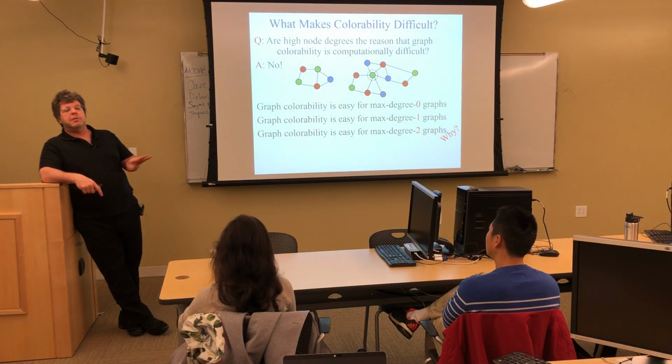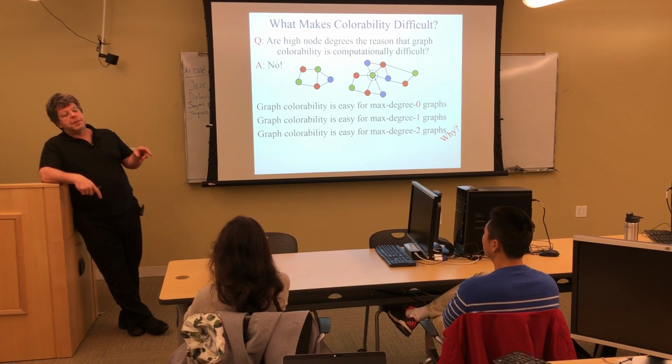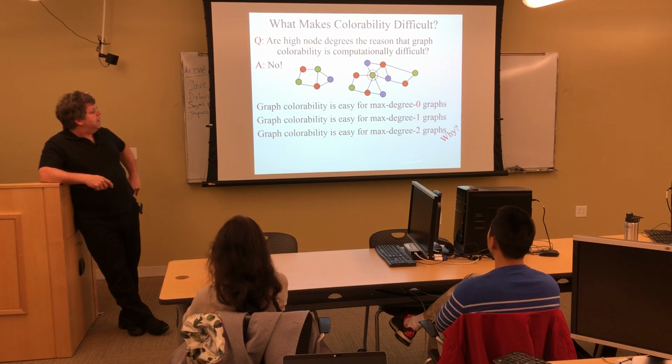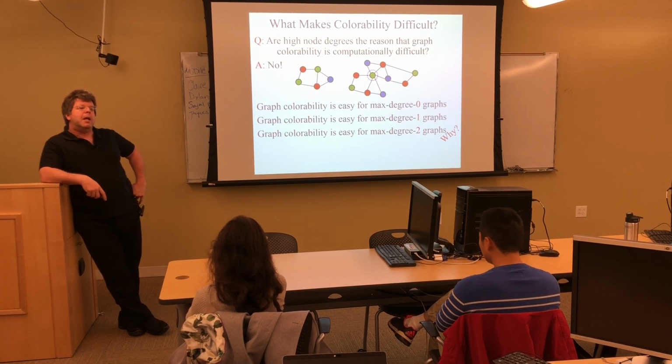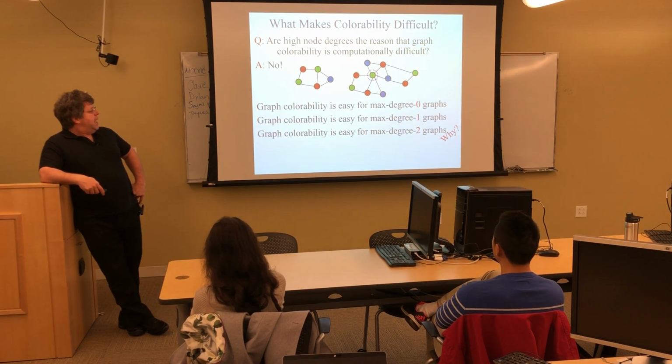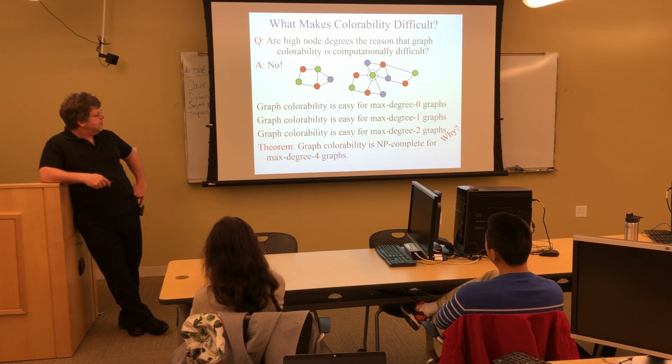For chains, how many colors are required? 2. For cycles, 2 if they're even, 3 if they're odd, but never more than 3. So any max degree 2 graph is 3 colorable, and many of them are 2 colorable, and it's easy to tell which is which. Look for odd cycles. All right, here's a big theorem. Max degree 4 graphs, NP-complete.